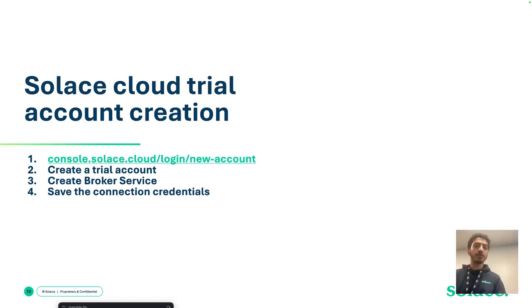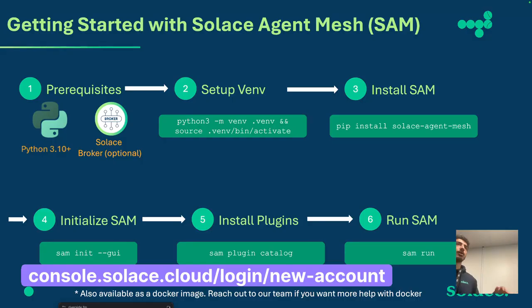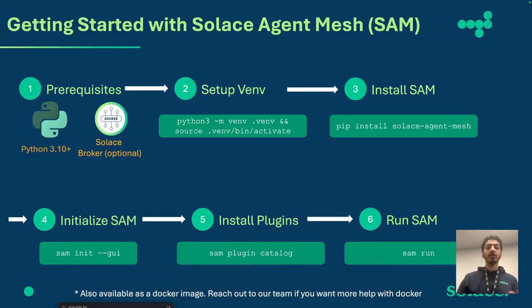So let's get started with how to actually start using SAM. Greg talked about what SAM is and how it works at the higher level, but let's go to the coding level. The prerequisites: we need Python 3.10 plus, and a Solace broker. We say it's optional because dev mode technically gets you up and running, but one of the main reasons we built this framework in the first place was to make it use event systems, to be powered by EDA, event-driven architecture.